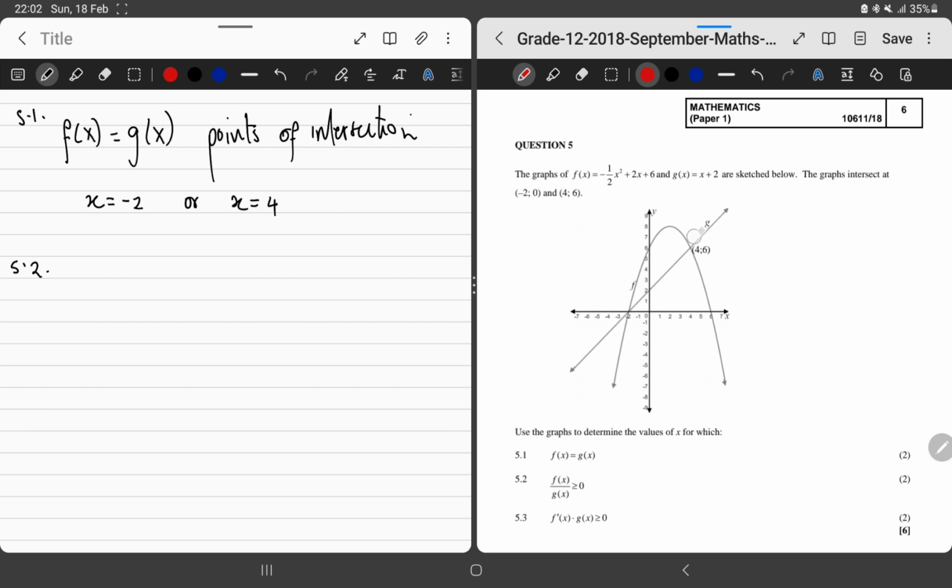5.2. f of x divided by g of x should be greater than or equal to 0. In order for something to be greater than 0, it must be what? Positive. So when I have a fraction, I need to divide something that is negative by a negative value, and then my answer there will be what? A positive answer. Or I should have something that is positive divided by a positive thing to have my solution being positive.